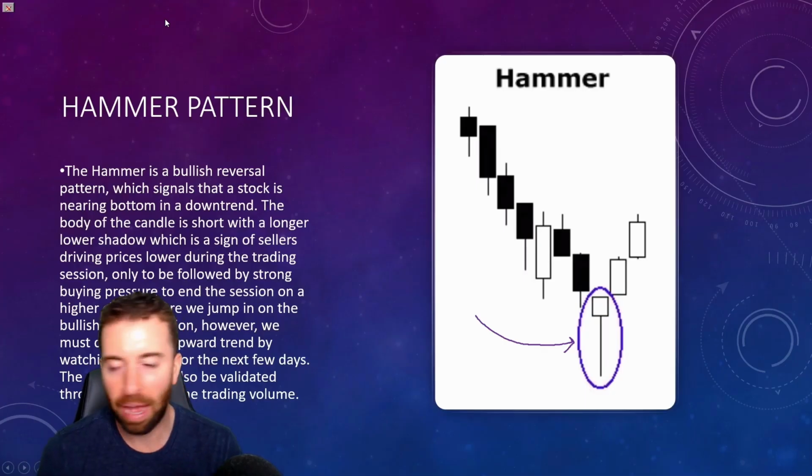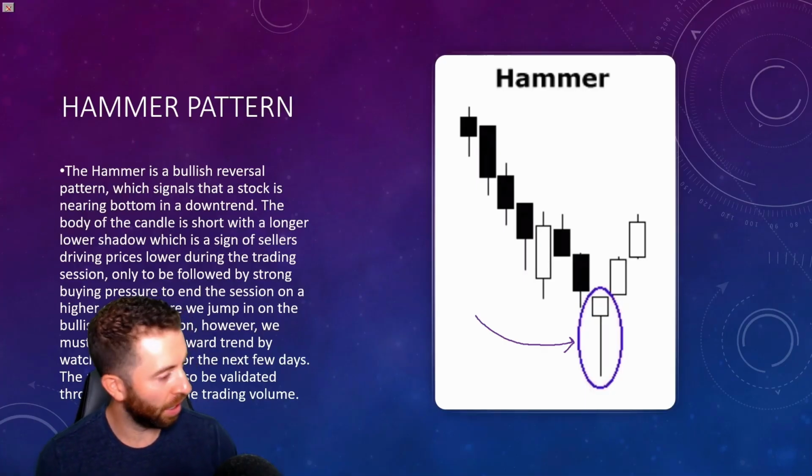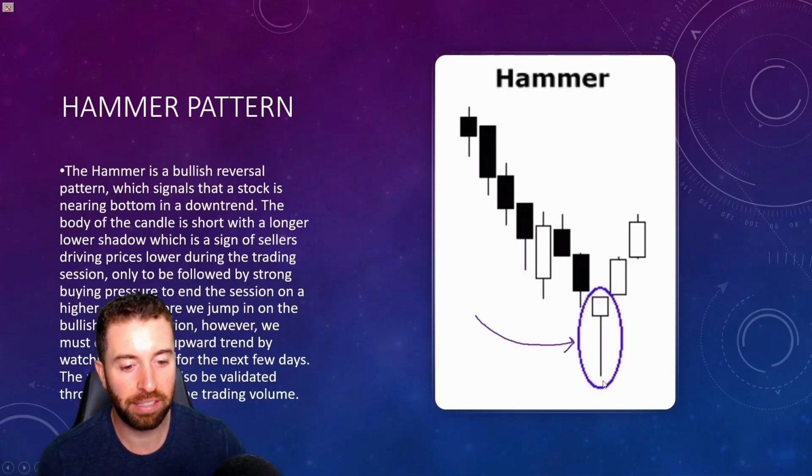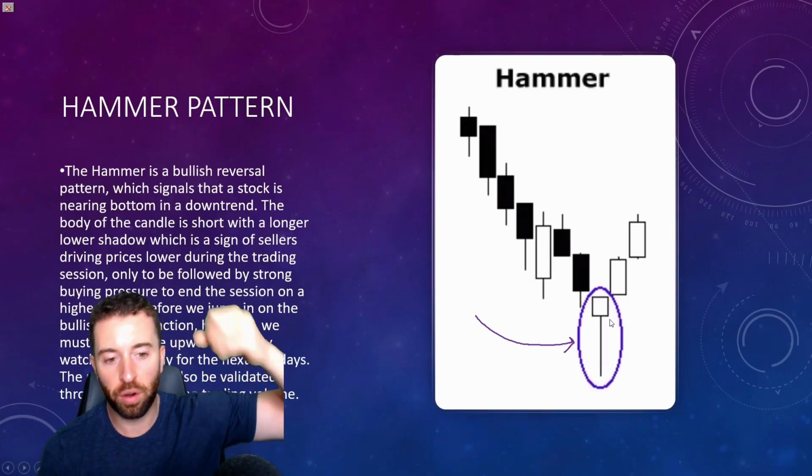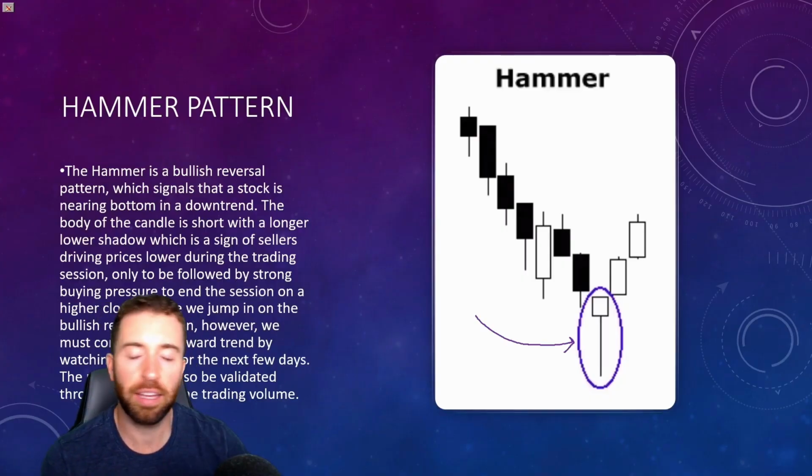Well, we have our hammer patterns. The hammer pattern, you can see it looks like a hammer. It's basically a long handle with almost like a big rock, a big stone at the end. It would be the same exact thing as a lower shadow.